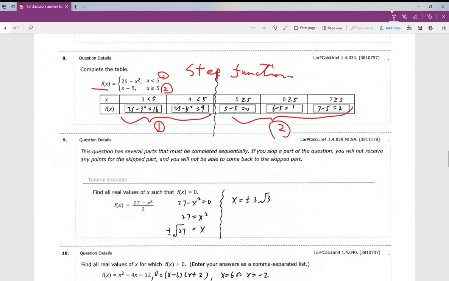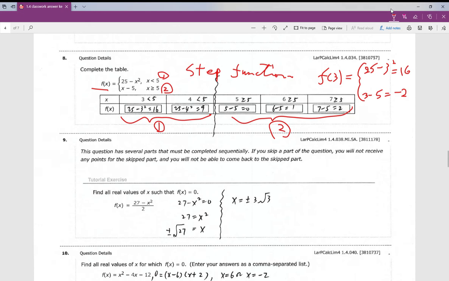Now remember, the definition of function is one input, only one output. So some students say, okay, teacher, I'm a very good student. I work very hard. So f of 3, I try both functions. So I have 25 take away 3 squared equals 16. And I also work very hard. 3 minus 5 equals negative 2. So I input the 3 and I give you 2 answers.